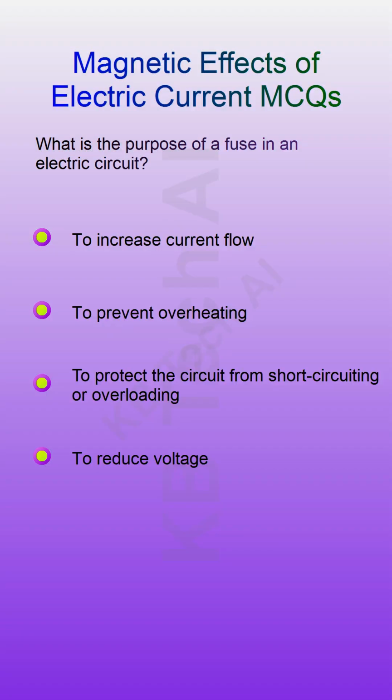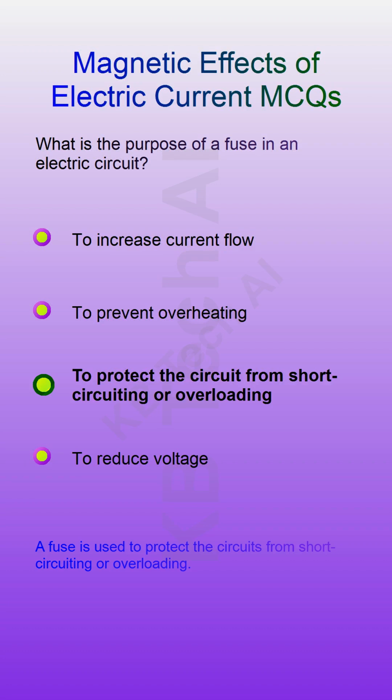What is the purpose of a fuse in an electric circuit? Option 1, to increase current flow, option 2, to prevent overheating, option 3, to protect the circuit from short-circuiting or overloading, option 4, to reduce voltage. The answer is, option 3, to protect the circuit from short-circuiting or overloading.